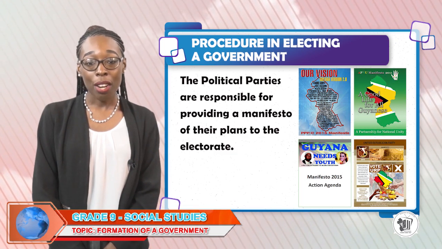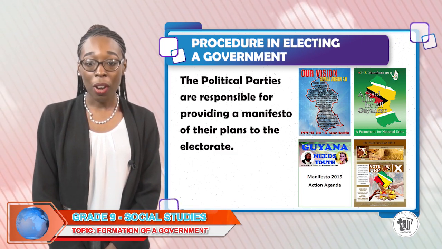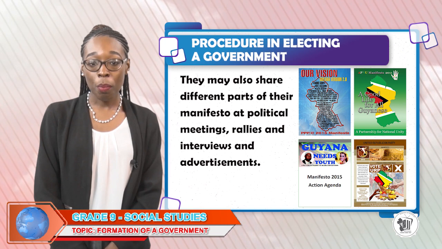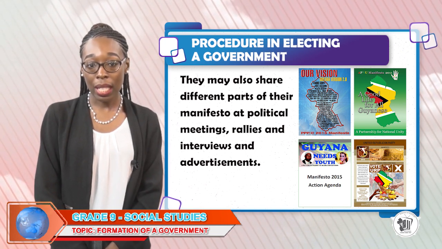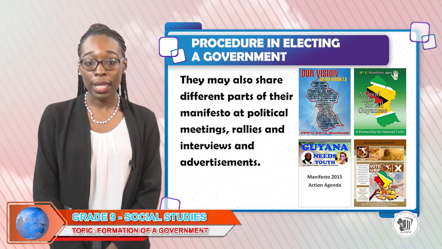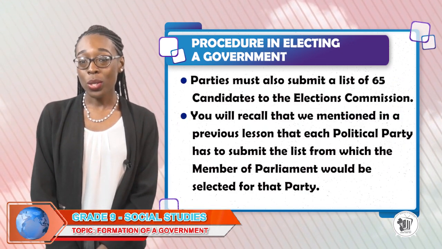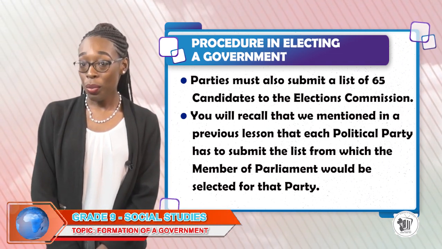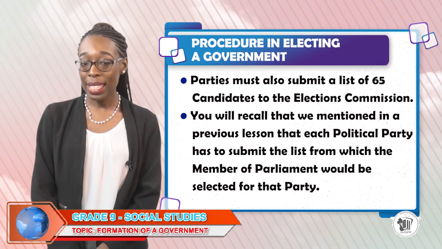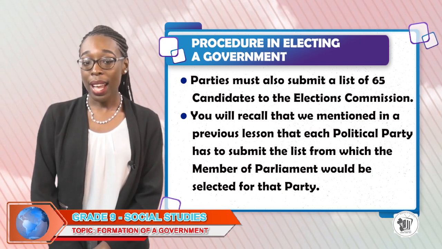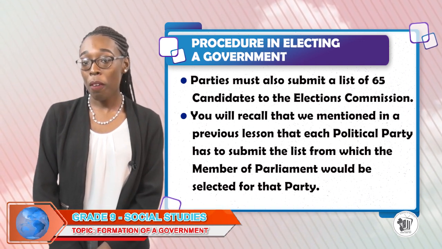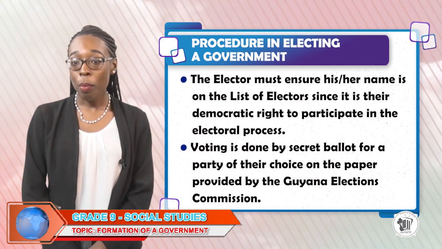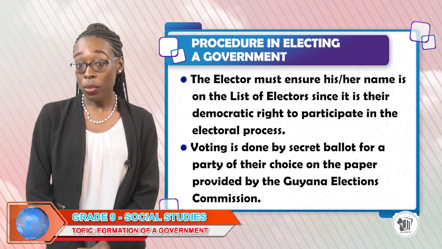The political parties are responsible for providing a manifesto of their plans to the electorate. They may also share different parts of their manifesto at political meetings, rallies, and interviews, and even in advertisements. Parties must also submit a list of 65 candidates to the Election Commission. You will recall that we mentioned in a previous lesson that each political party has to submit the list from which the Member of Parliament would be selected for that party. Electors also have a part to play as the nation prepares for election.